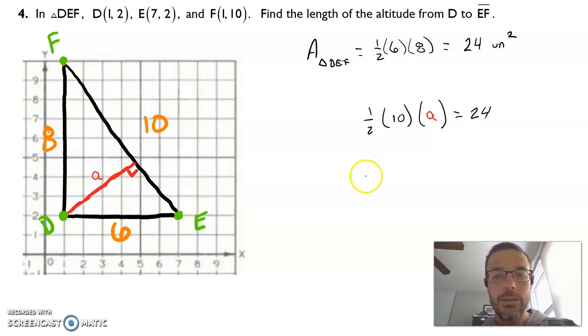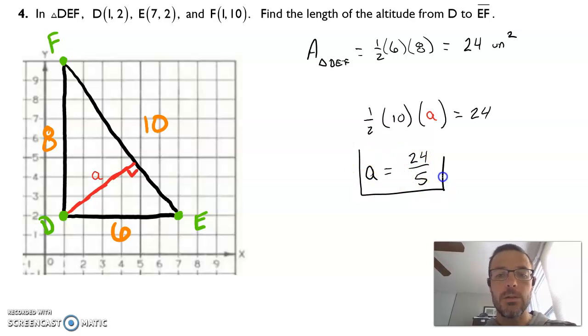When we calculate this, we are going to find that the altitude is equal to 24/5 units.